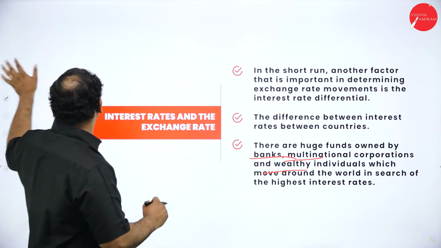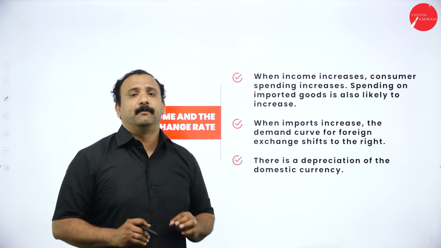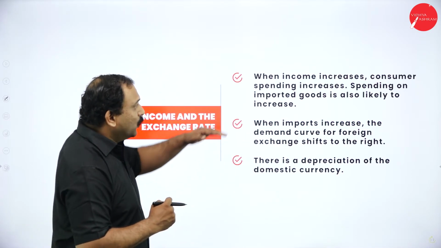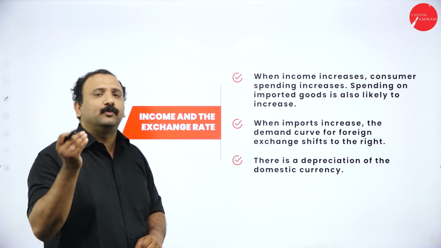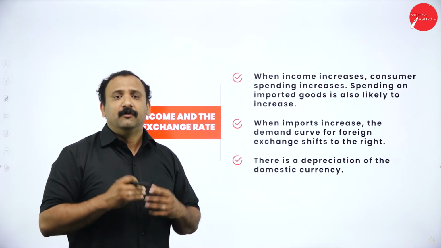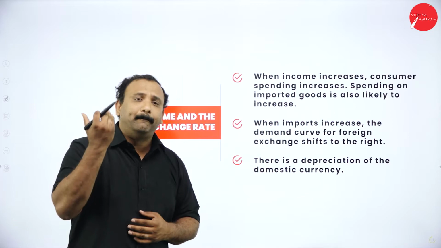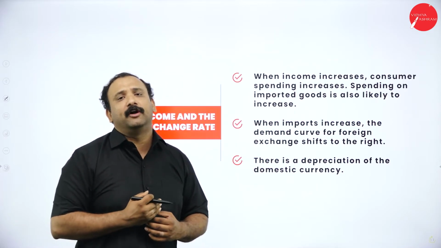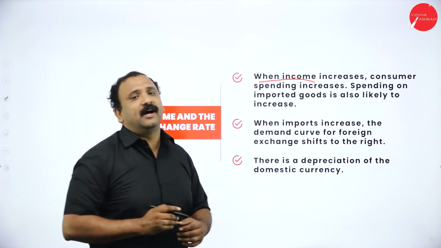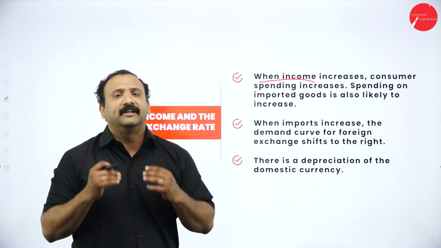Moving forward, income and the exchange rate. This is very, very important. What is income and how does the exchange rate matter with that? When income increases, consumers will try to spend. This is a very, very well-known and common factor. We have seen in microeconomics, and we have also tried to understand, that the basic reason for the growth of an economy is consumption. Consumption happens when income is on the higher side. So the moment the income increases, the consumer will try to increase his spending.